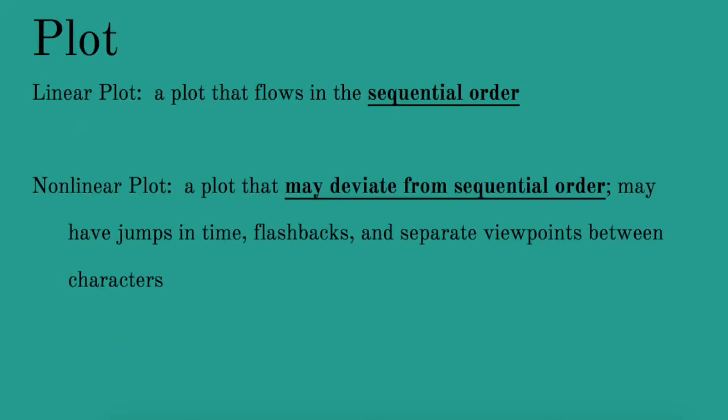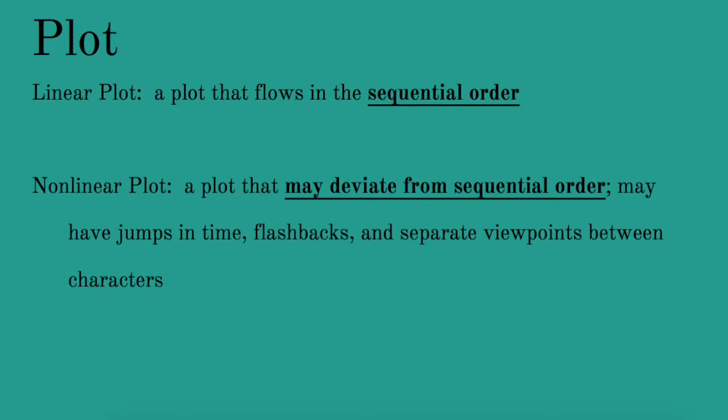We'll start off with plot. Now there are two major types of plot, linear plot and nonlinear plot. Now as the name suggests, a linear plot is a plot that flows in a straight line. It flows in sequential order or chronological order. The events flow from one event to the next in the order that they really would have happened in a timeline. Now most stories tend to follow the linear plot.